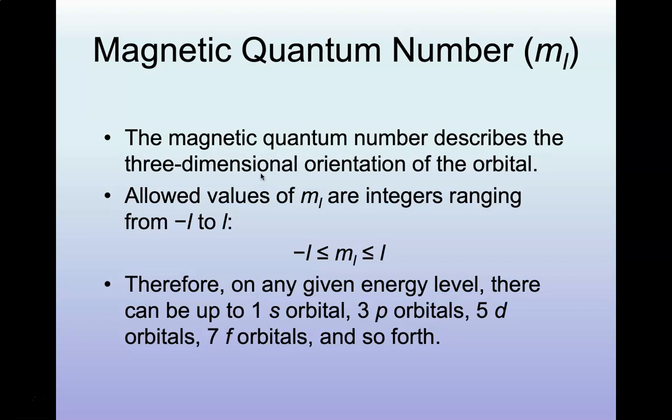Later on, we'll practice with how to actually assign quantum numbers, and that's going to be the next video for you to watch. The magnetic quantum number is just going to be one that describes the three-dimensional orientation. And we'll see an example of the different types of orbitals.